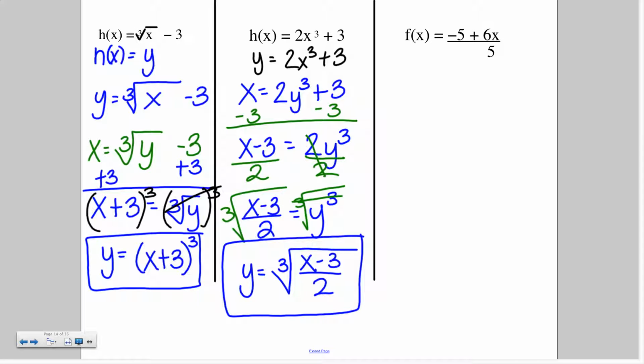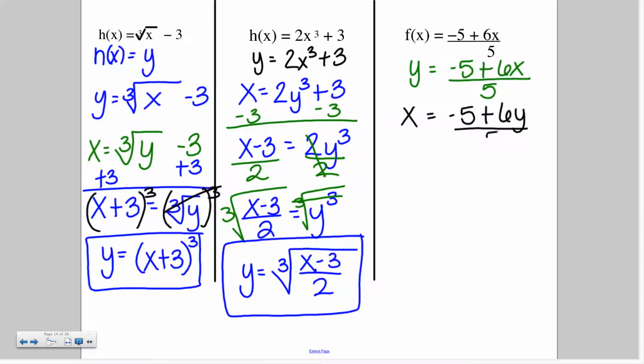All right, the third one. We have y is equal to negative 5 plus 6x over 5. Okay? Now, replace x and y. So x is equal to negative 5 plus 6y over 5. First step, multiply by 5. So we got to get rid of that fraction.